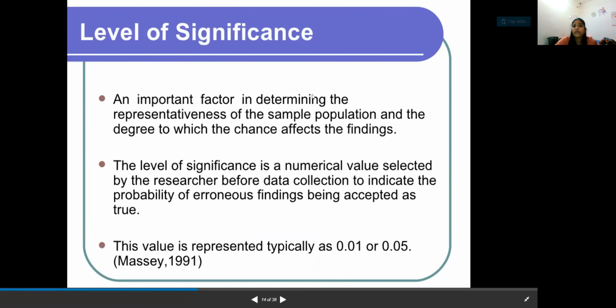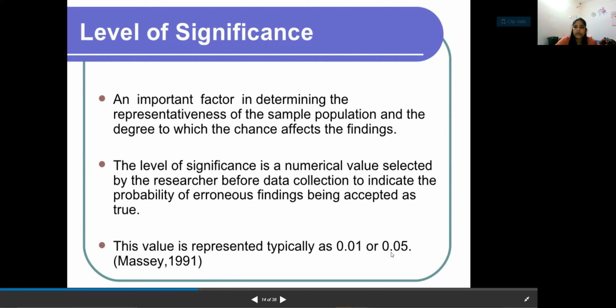Okay, you can see levels of significance. An important factor in determining the representativeness of the sample population and the degree to which chance affects the findings. The level of significance is a numerical value selected by the researcher before data collection to indicate the probability of an erroneous finding being accepted as true. We have to find out the level of significance. The value represented here is 0.01 or 0.05.